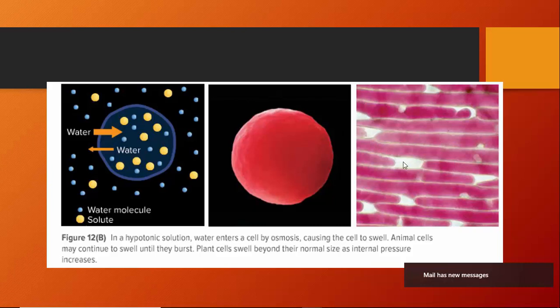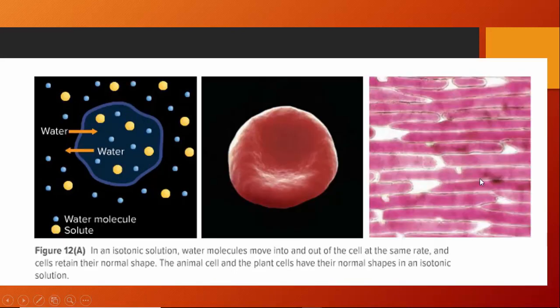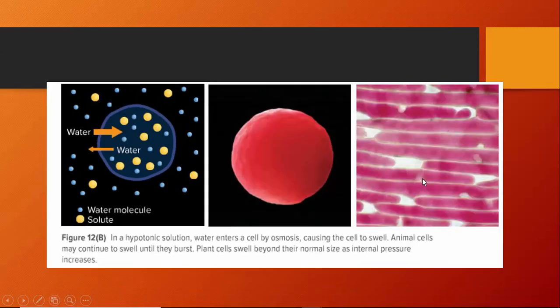But we can see they're starting to swell, where in the previous picture, they retain their normal shape. We have some space, but in here, there's a little bit less space. They're coming closer together, and that's because in a hypotonic solution, there's less water, more solutes, the tonic referring to the water, so there's a great amount of water coming into the cell.